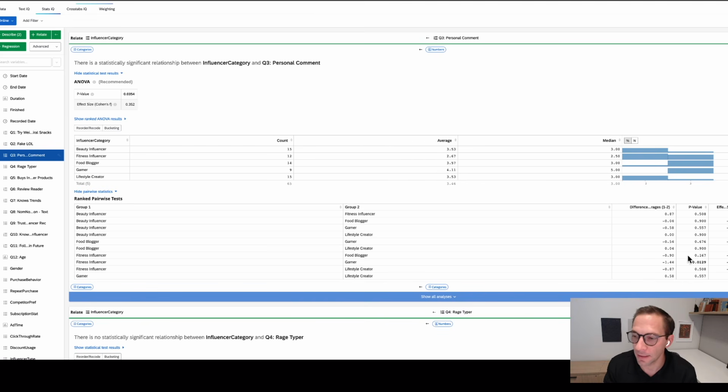Let's say here that this p-value between fitness and food blogger was also significant. It's not, it's getting there, it's not marginal or anything like that. It's a 0.167. But let's say that it was significant, just for the sake of another example. So then we'd look here at fitness influencer. We already saw that, 2.67. And then food blogger is right here, 3.57. So what we'd say is, as personal comments go up by 1 point, it's more likely that the influencer was a food blogger than a fitness influencer. Again, if that p-value here was significant.